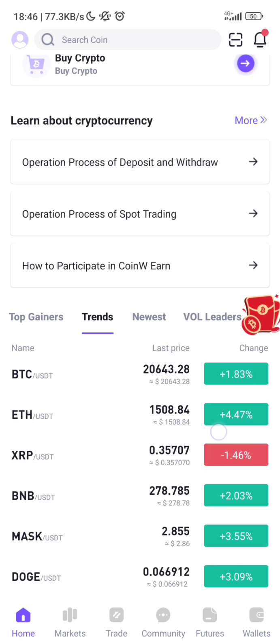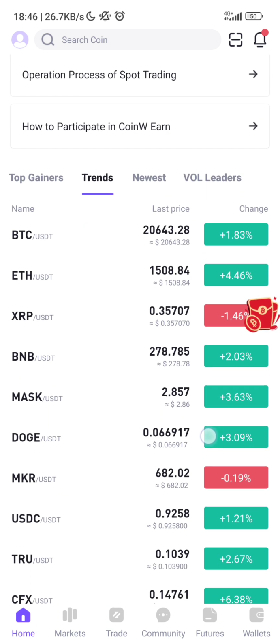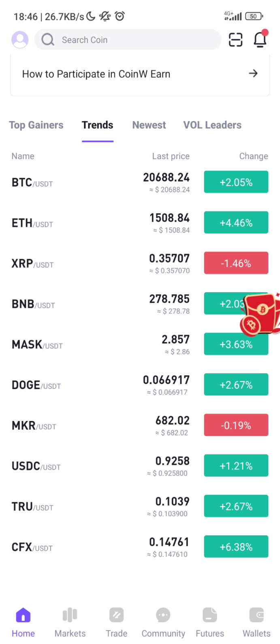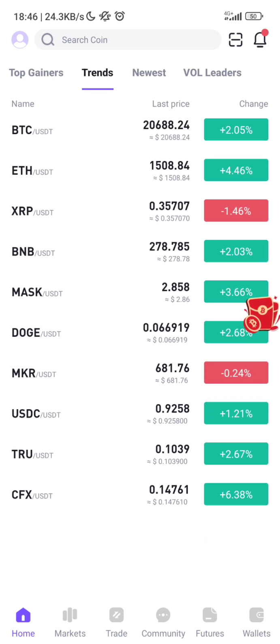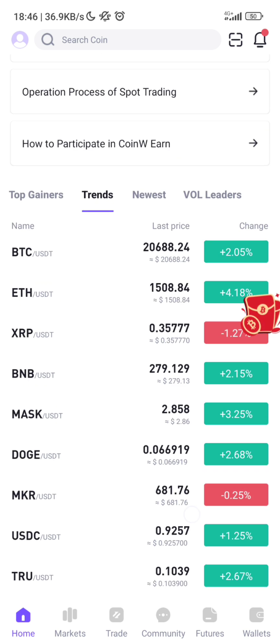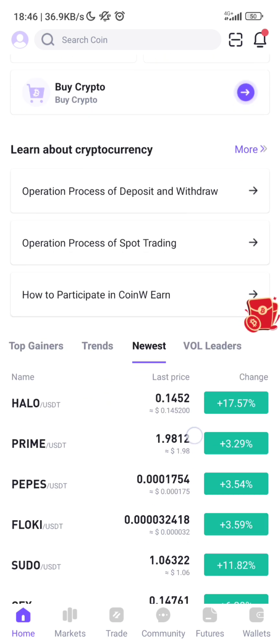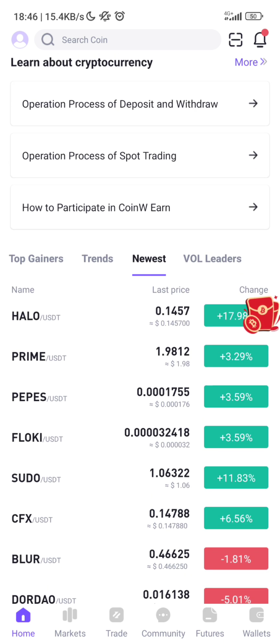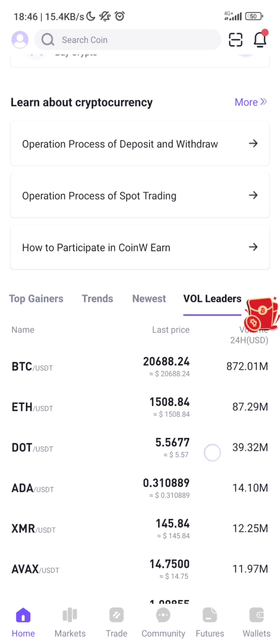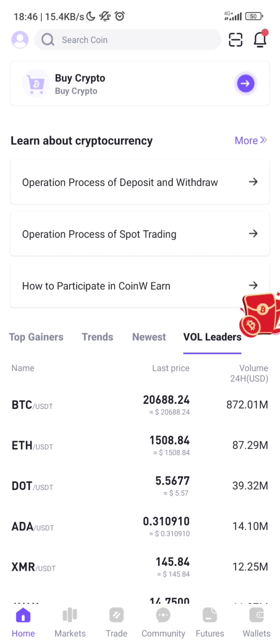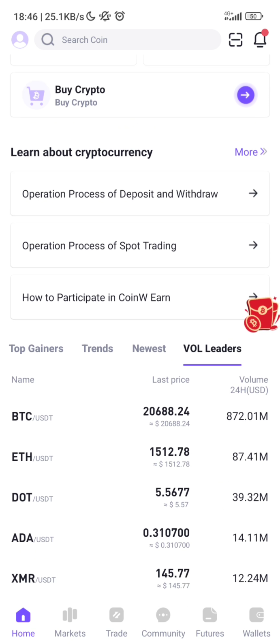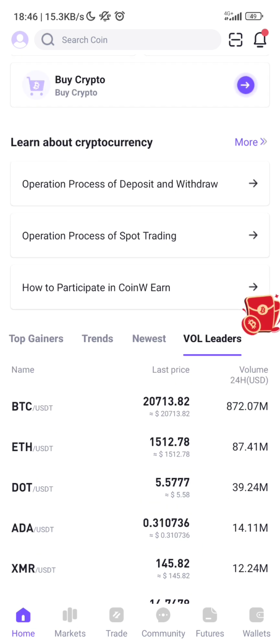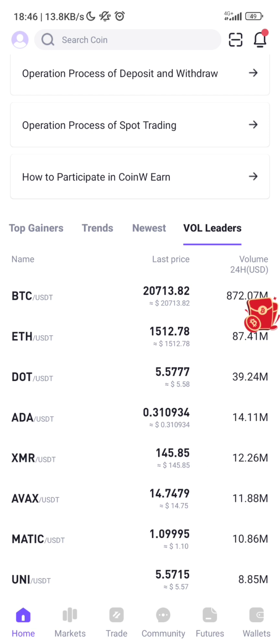We have trend. For this exchange, their trend is BTC, ETH, Ripple, BNB, Doge, USDC, TRU, CFX. So these are their own trending coins, the ones they trade mostly on the exchange. Now we have new investors, these coins that were just newly listed on the exchange, and we have volume leaders. That's the amount of money that has been traded on a particular coin, right? So yes, Bitcoin is the highest, with 872 million trading volume for 24 hours. We have Ethereum next, we have DOT, ADA, and the like.